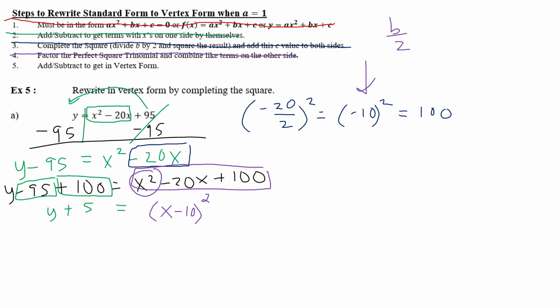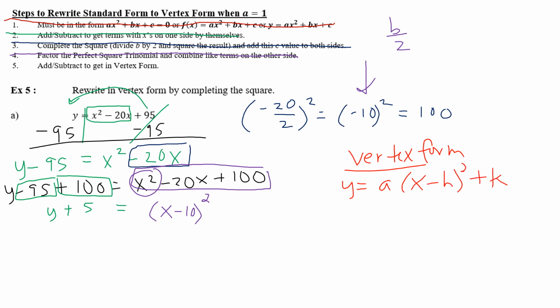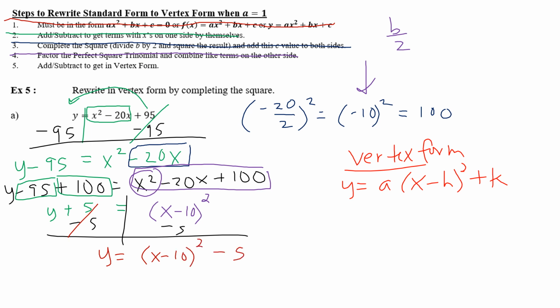Now, it's not quite in vertex form because if you remember correctly, vertex form should look like y equals a times the quantity x minus h raised to the second plus k. So y should be by itself. So y is not by itself quite yet in this equation. There's a positive 5 in the way, so we're going to subtract it from both sides. And then what we have here, plus 5 minus 5 cancels. We're left with y equals the quantity x minus 10 raised to the second. And then at the end of it, minus 5. This right here is vertex form, and it's my final answer.